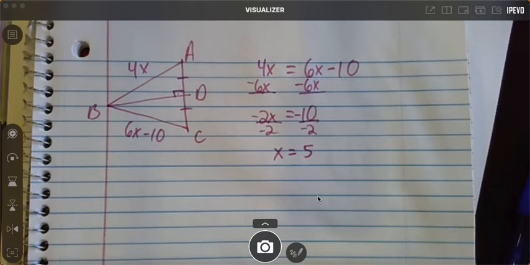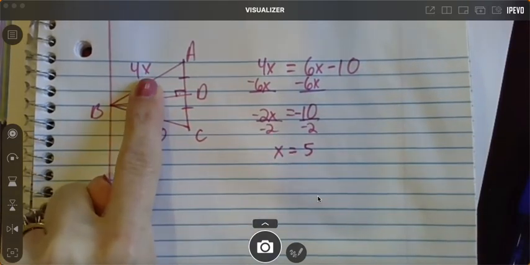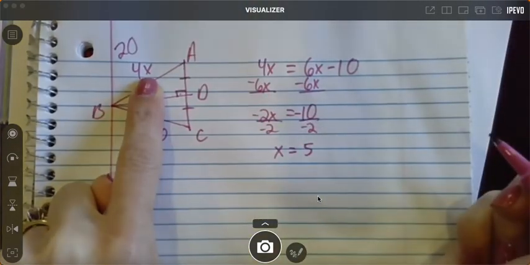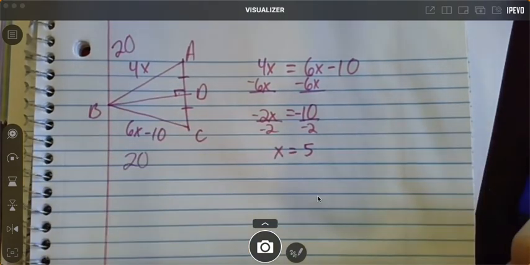Now it asks me something else. It said find x. Then it says what's the length of those sides? How would you find the length of those two sides? They're 20. 20 and 20. What's 4 times 5? 20. If I know this one's 20 without even doing anything, what's this one? 20. But you could still plug it in and you'll get the same answer. Does everybody understand that first rule from the worksheet? Yes? Okay. Let's do another one.